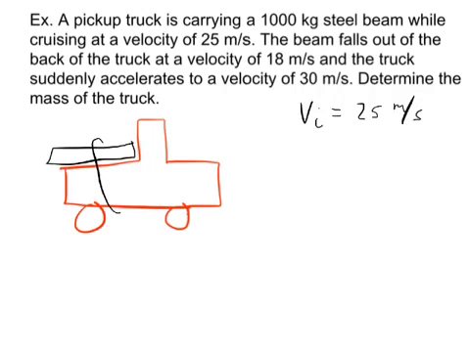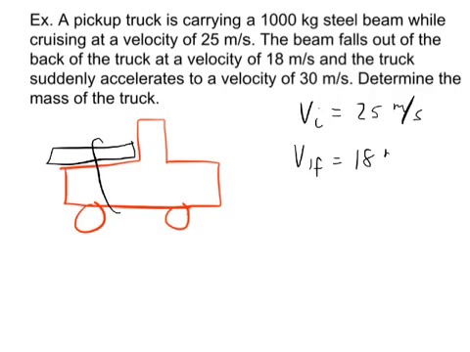The people were together in the middle, except they had no velocity, so we didn't have to worry about it. But now the truck and the steel beam are together. They're one object. So then let's call it the beam 1. Then V1f would be 18 meters per second, and V2f would be 30 meters per second.